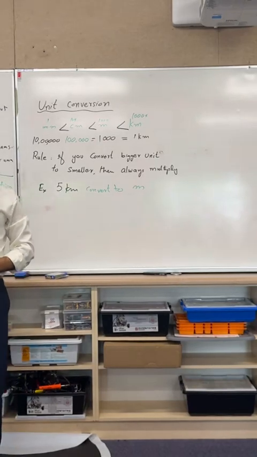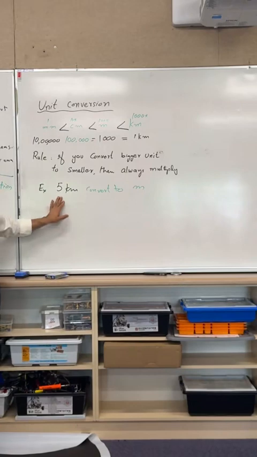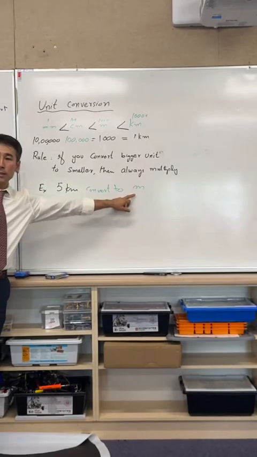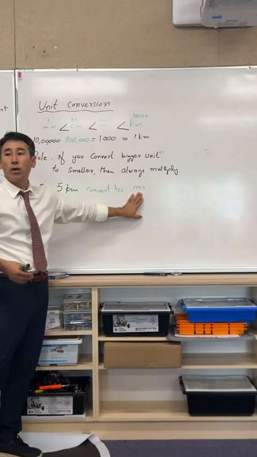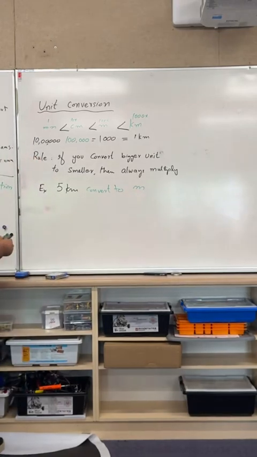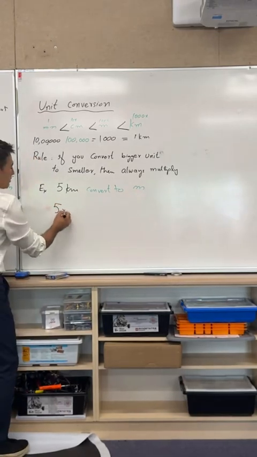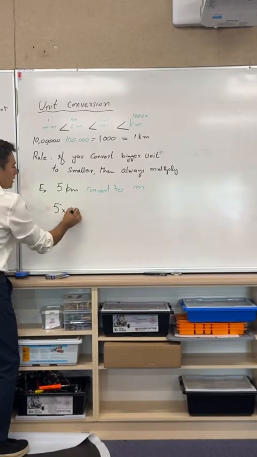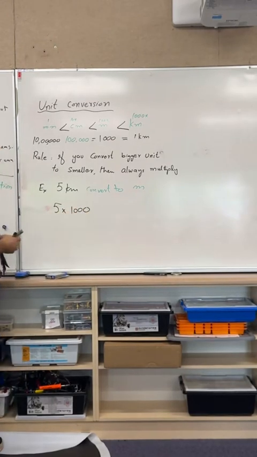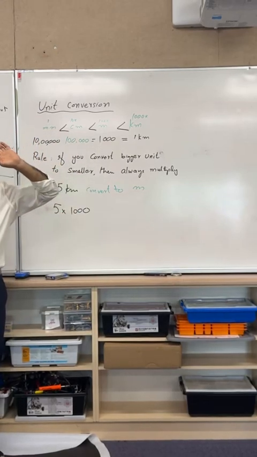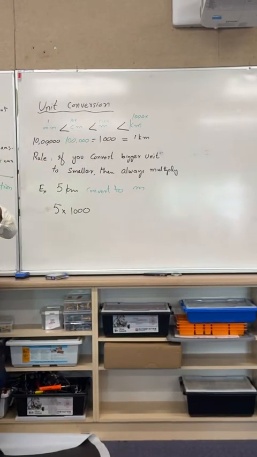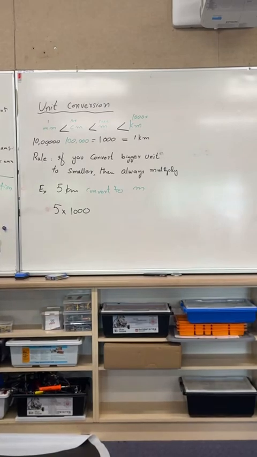So I want to convert this into smaller unit. I have bigger unit, I want to convert this to smaller unit. So 5 times by 1,000. Why 1,000? Why not 10? Why not 100? Because it's meter. In 1 kilometer we have 1,000 meter, remember, right?